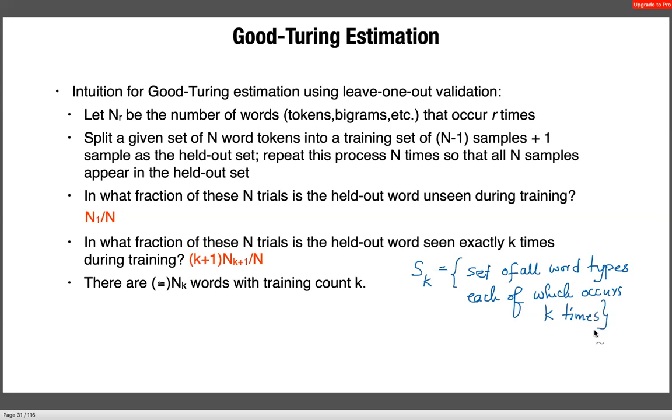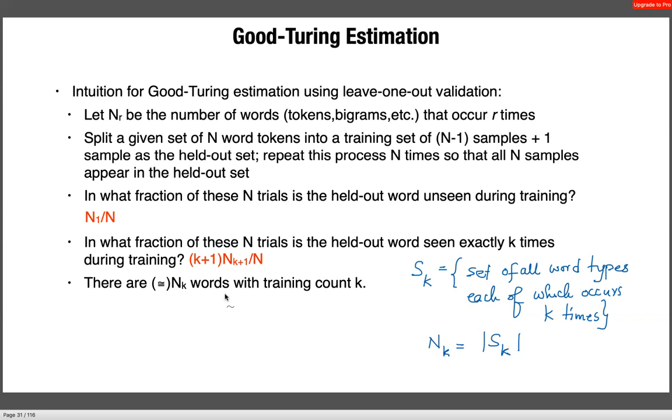Okay, and so then your nk is essentially the size of this set sk, right? Because nk is the number of words that occur k times. Now, in any trial, depending on whether the held out word is in sk or sk plus 1, or not in either of these cases, then the number of words with the training count k will be either nk minus 1 or nk plus 1. Which is why we are saying it's approximately nk words with training count k.